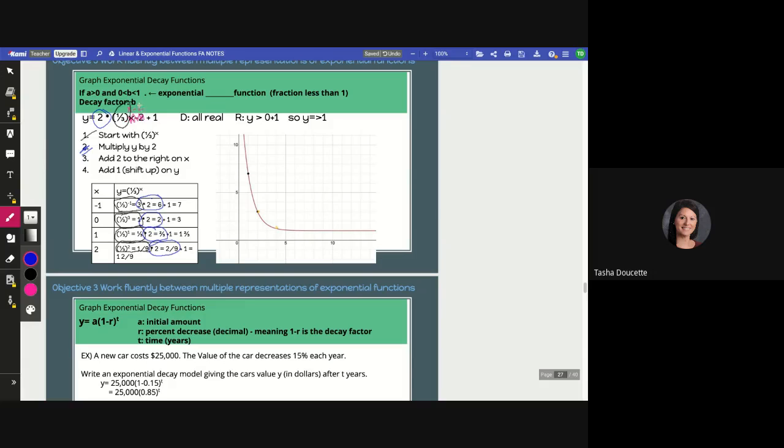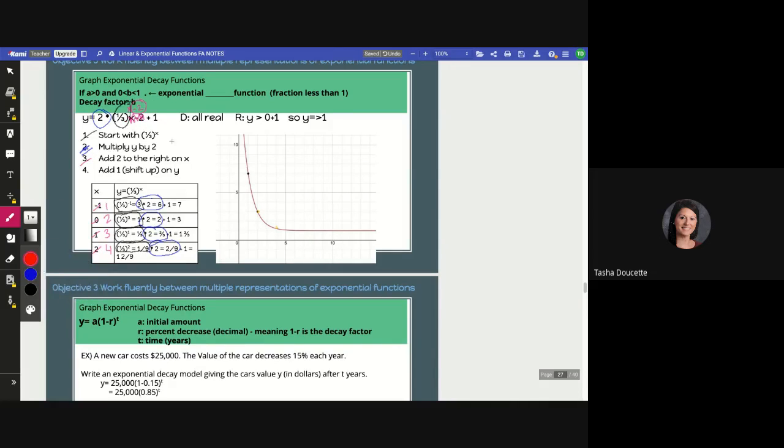Next, we're going to look at your h. And we have -2, so that means we're moving 2 to the right on the x. So I'm going to have new values here. 2 to the right of -1 is going to be 1. And we have 2, 3, and 4. So those are now our new x values.